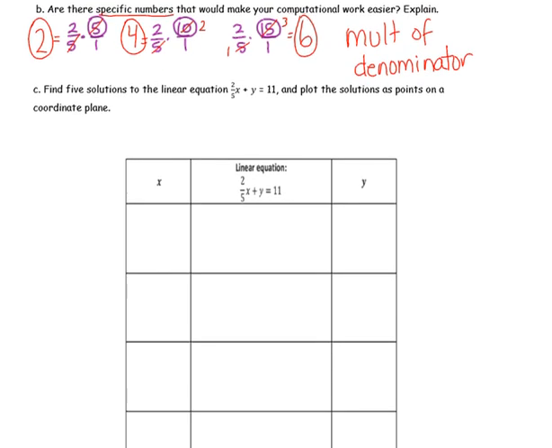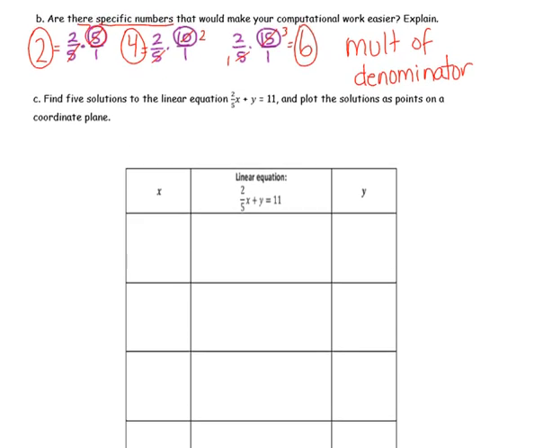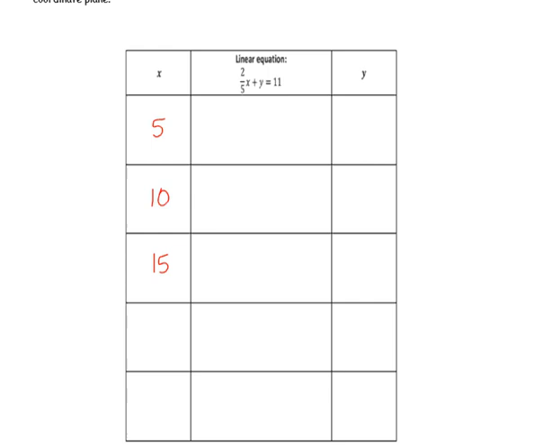So let's go ahead and find 5 solutions. We already know we're going to use 5, 10, 15. And how about 20 and 25? So our linear equation for the first solution will be 2/5 times 5, and I'm going to write that as 5 over 1, plus y equals 11. I'm just going to go ahead and write out all of my equations right now, and then I'll go back and do the math. Pause the video and complete this step.